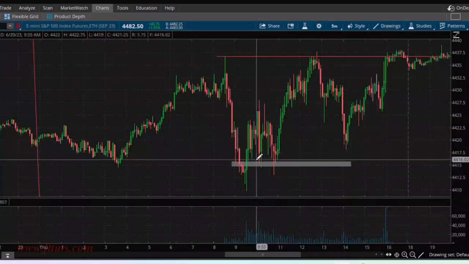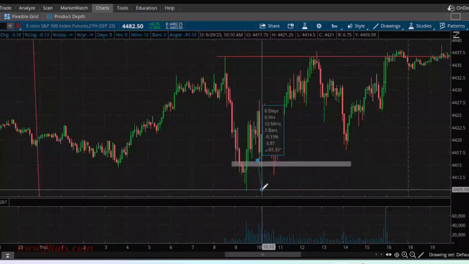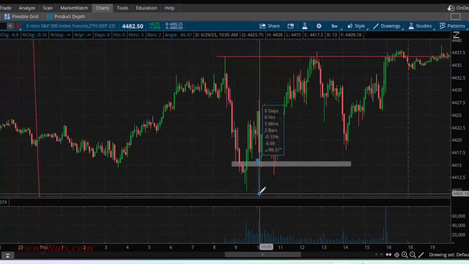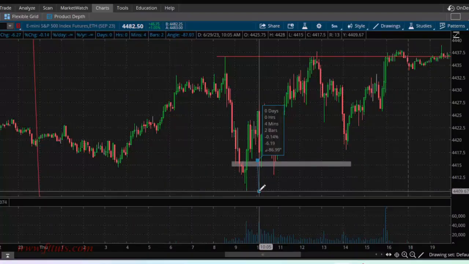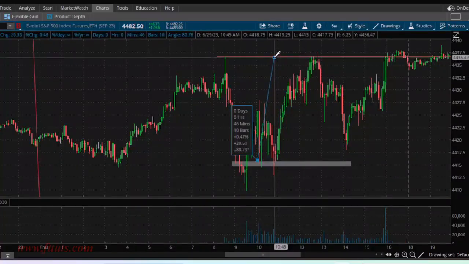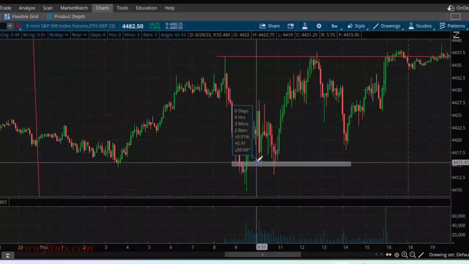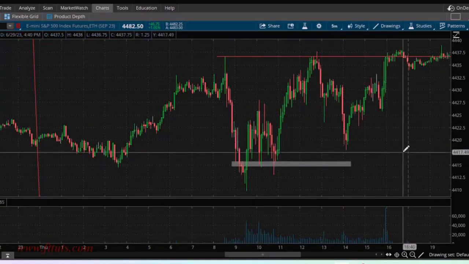If you got in right here in that fair value gap, risking that low, what is that? That's 6 handles. You're risking 6 handles to make 20 handles. That's awesome risk reward. That is out of this world risk reward. You can be right less than half the time and be profitable with a risk reward like that.